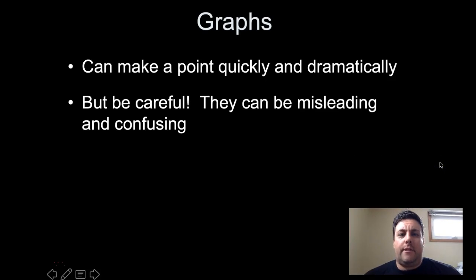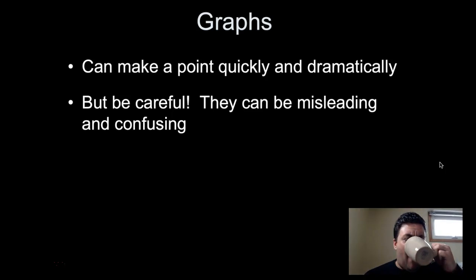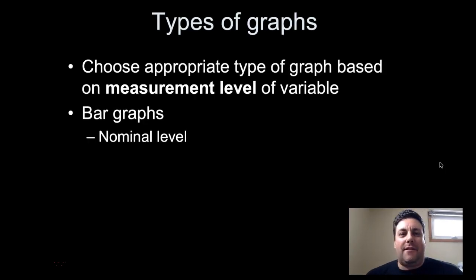Okay, so let's talk about graphs. Graphs make a point quickly and dramatically. They can also be a little confusing and misleading. So we're going to spend a few minutes talking about the different kinds of graphs here. The type of graph that you choose really has to be based on the level of measurement of the variable.